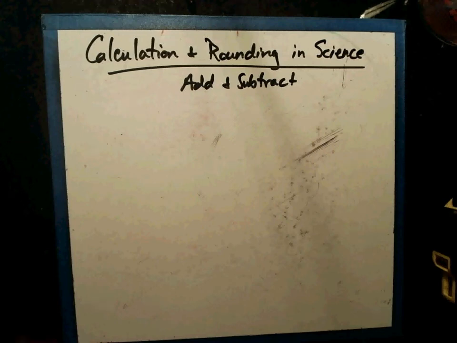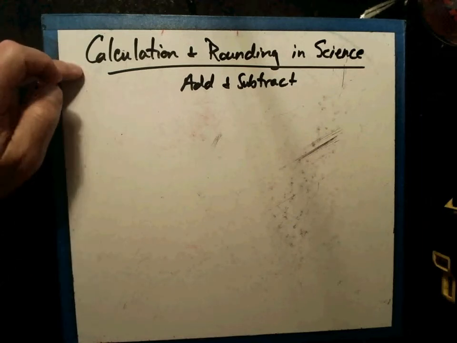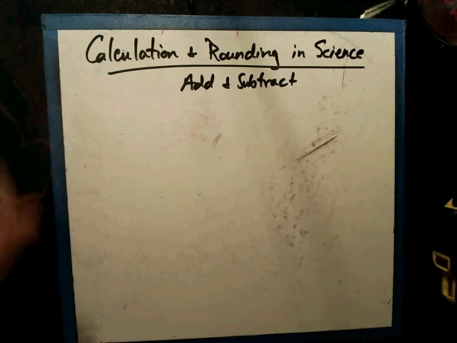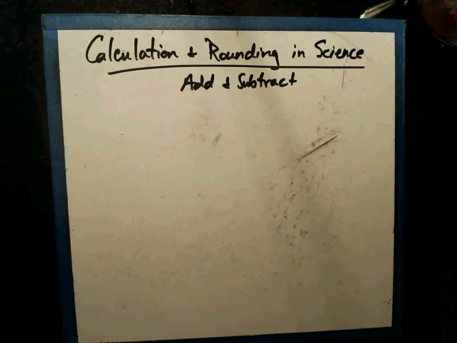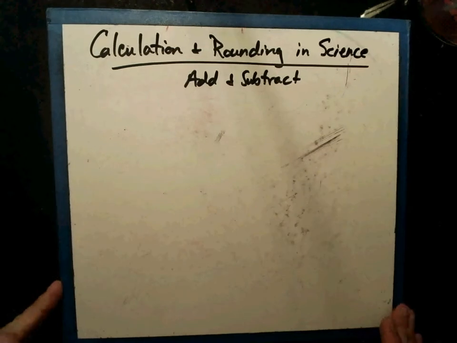Okay, in this video we're going to talk about calculating and rounding in science. We really look at numbers in a really different way. In the last couple of videos we were talking about significant figures and counting significant figures, and you may think, okay, that's really weird, I don't understand what's happening. So let's talk about something like this.